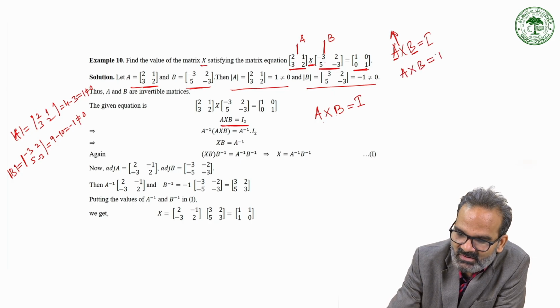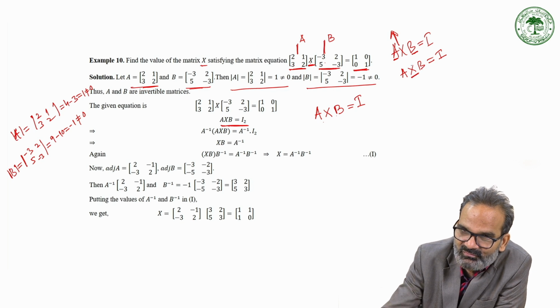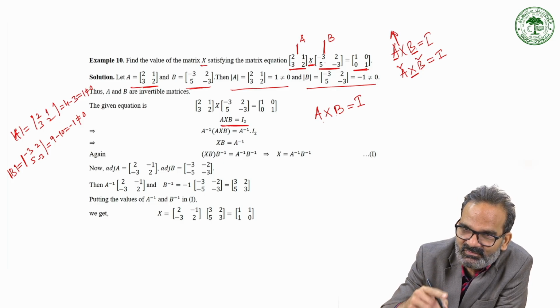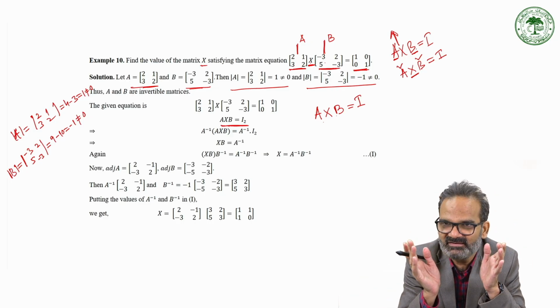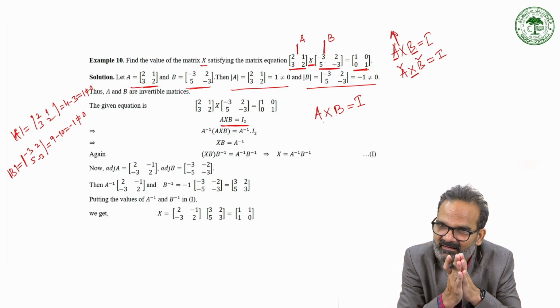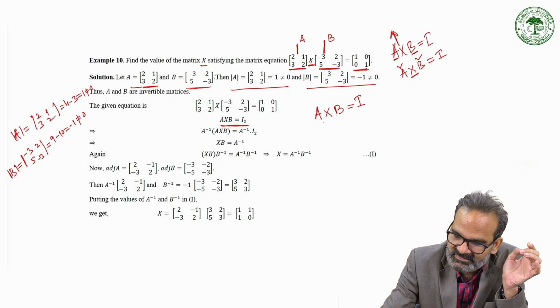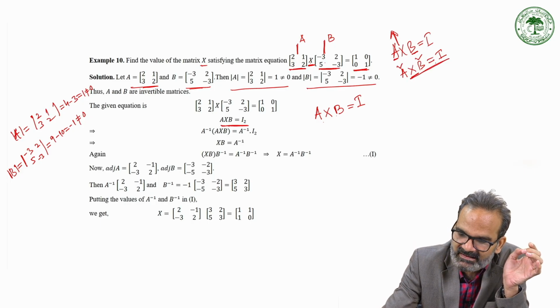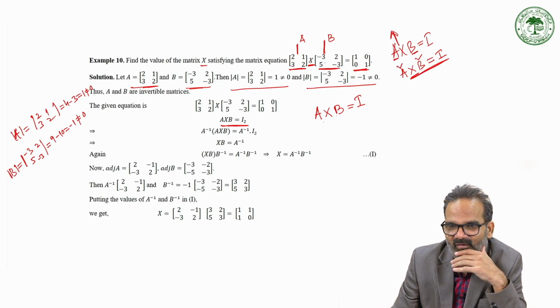AXB is equal to I. We want to determine this matrix X. So how can we determine X? If we remove this A from here and B from here, only X will be left. So we will get the value of X automatically. So our objective is how we can remove A and B from this equation so that we can obtain the value of X.